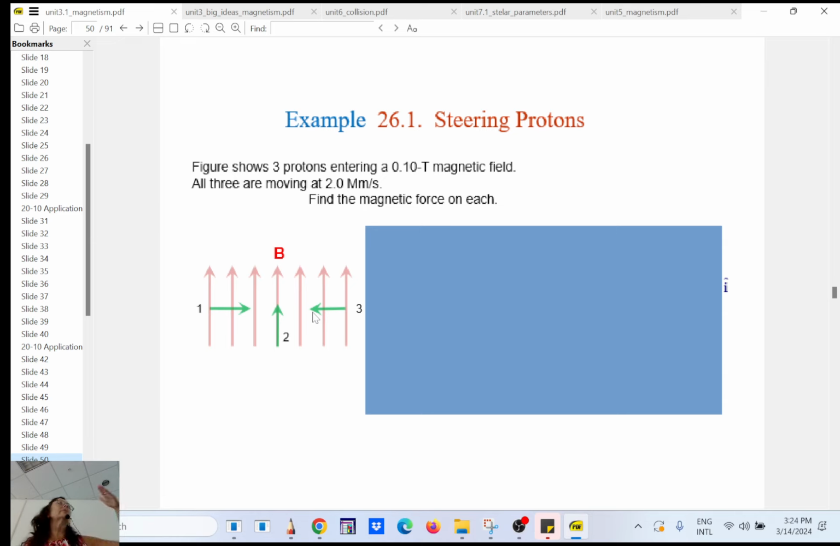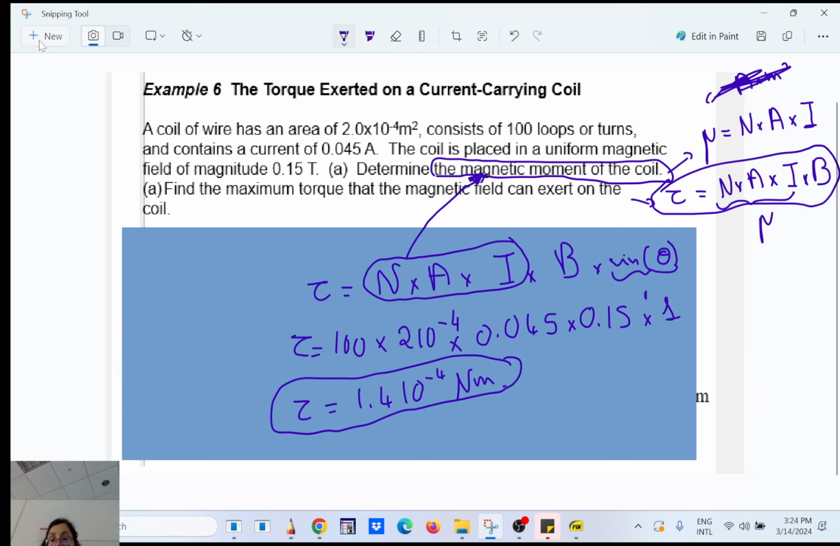What about this one? You just reverse the velocity. So the force will be away from you. Do you agree? The velocity is this way. Magnetic field is this way. So the force is in the screen. Yes? Do you agree? What about this one? Is there a force here? No force.